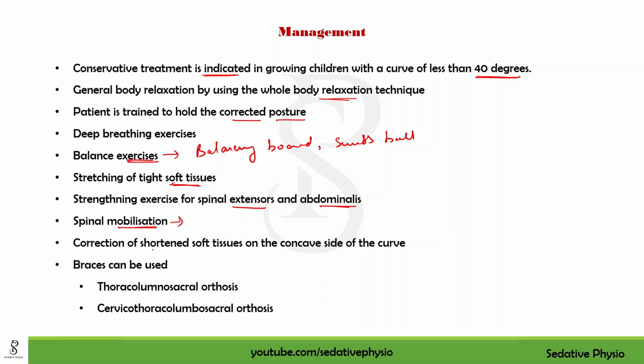Then correction of shortened soft tissues on the concave side of the curvature. Now, if the person is having scoliosis, then in the spine there will be lateral curvature. It means one side will be convex and the other side will be concave. The concave side of the person will have more shortened soft tissues. So we have to focus on that particular concave side. We have to stretch and manipulate those soft tissues to get their normal size and to make them function well.